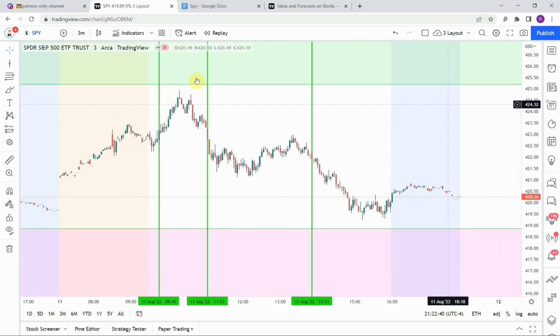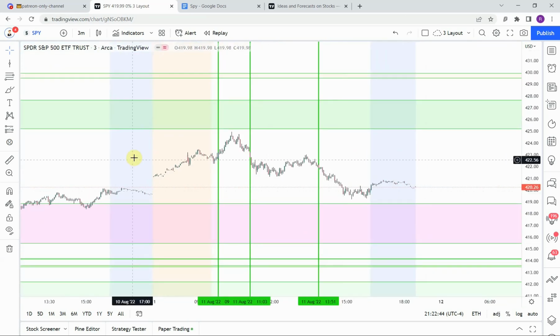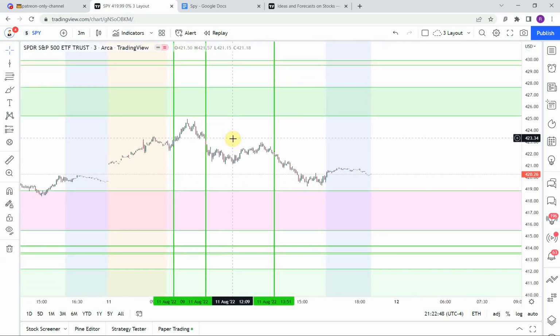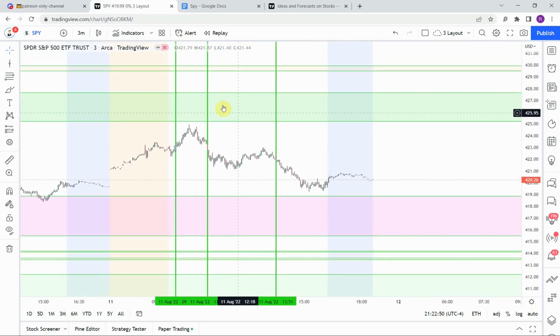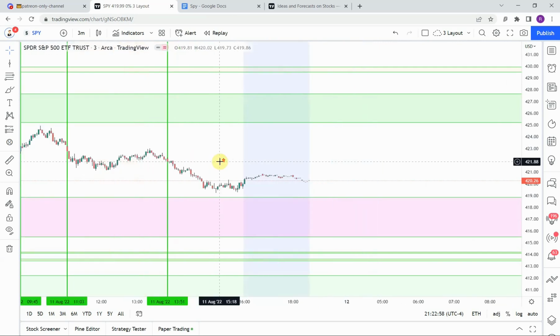This is today's trading session. These colors here, the blue and the tan, are pre-market and after-market trading. And the colored lines running horizontally across the screen are areas of support and resistance that I've marked out.